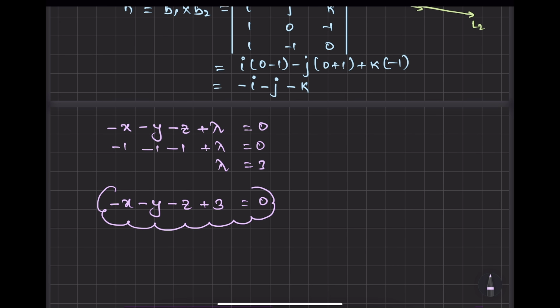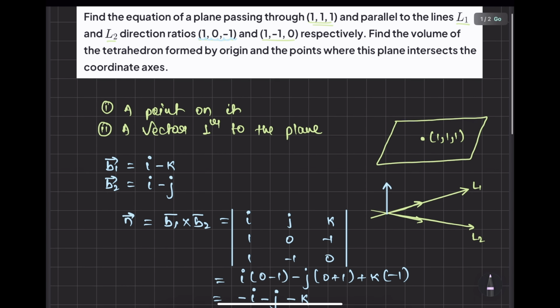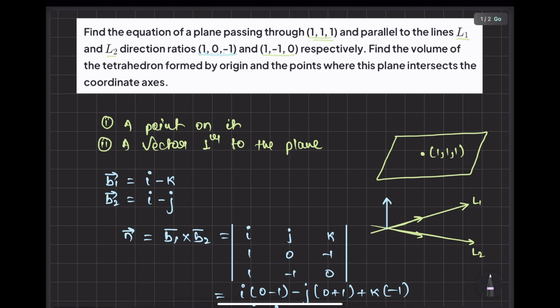So this is our equation of the plane which is passing through the point 1 comma 1 comma 1 and parallel to the lines L1 and L2. I hope the idea is clear and you can handle similar situations.